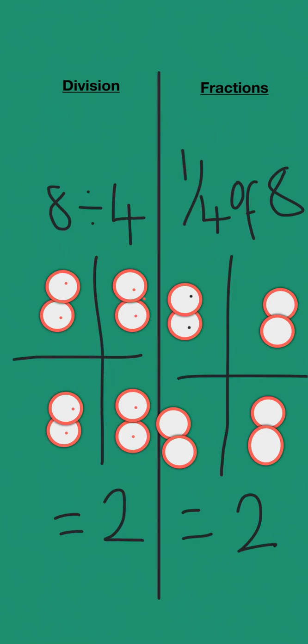So you can see that division and fractions are the same. We use division in fractions, and that's because the denominator tells us that we're splitting our whole into this many equal parts or equal groups. And when we are dividing, we're doing the same thing. We're sharing an amount, a quantity, into equal groups.